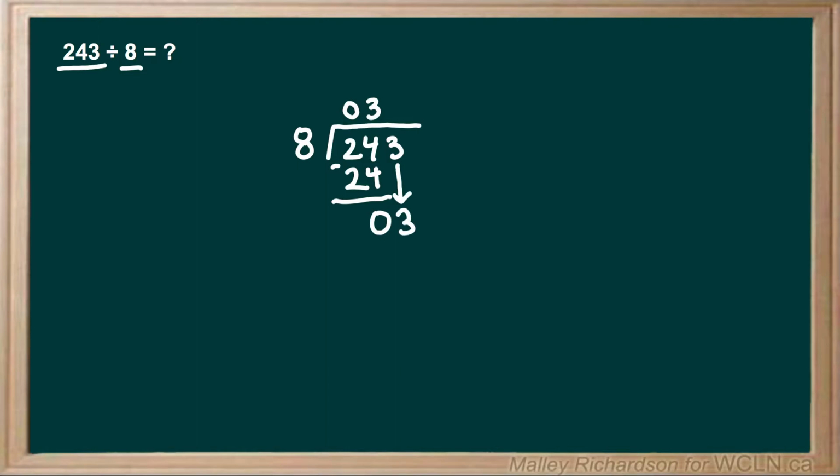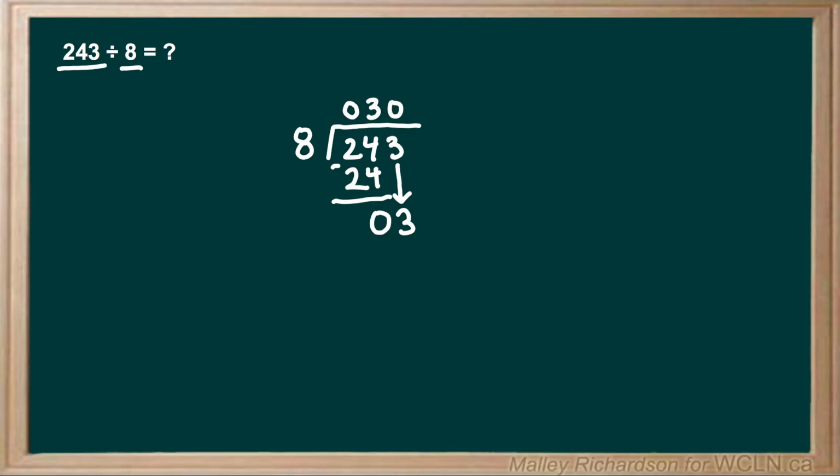And then we do the same process. We check how many times our divisor of 8 goes into 3, and we know that 8 can't go into 3, so we put a 0 above the 3. So our 0 and our 3 are lined up in the ones position.